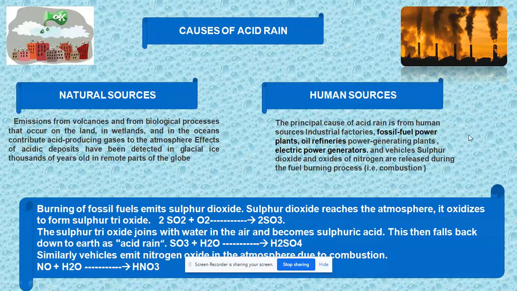Whereas when we talk about human sources, we all know the principal cause of acid rain is from human sources: industrial factories, fossil fuel power plants, oil refineries, power generating plants, electrical power generators, and vehicles. Sulfur dioxide and oxides of nitrogen are released during the fuel burning process that we call combustion.